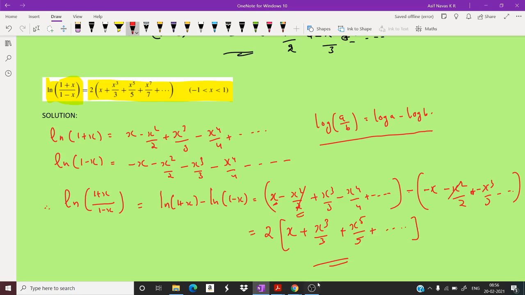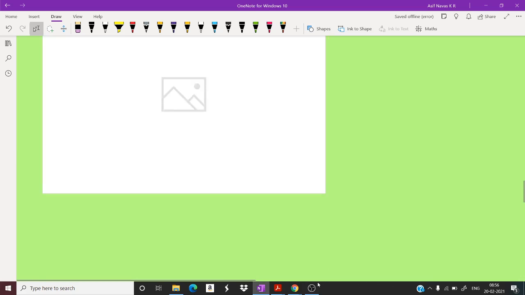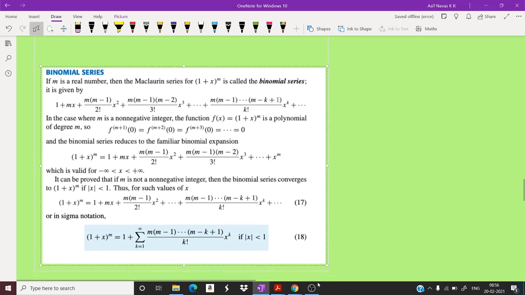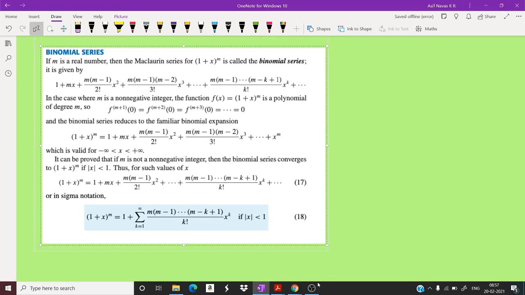So this is the logarithmic series expansion. So these are the logarithmic expansions. Now we will move to another topic that is binomial series expansion. You already know what is binomial series, for the case 1 plus x all raised to m. So first we will define, if m is any real number, so this is valid for m any real number, then the Maclaurin series expansion of (1+x) all raised to m is called binomial series.